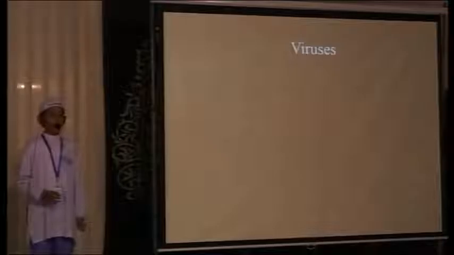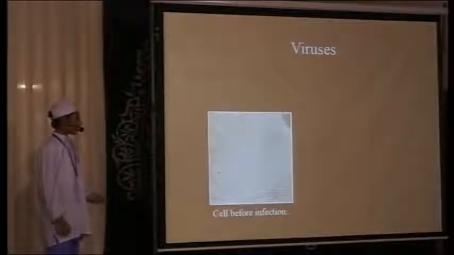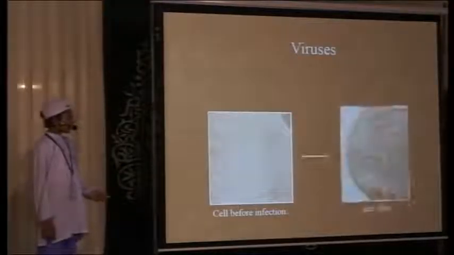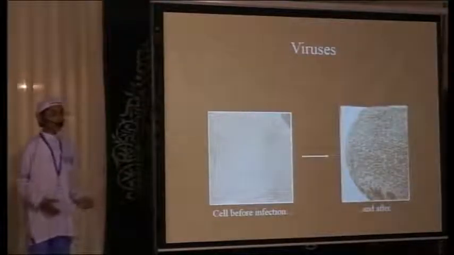Viruses. Viruses enter the body, hijack the cell's organelles, and turn the cell into a virus-making factory. Our cell looks like this before infection. But after infection, in one cell, thousands of viruses attack.